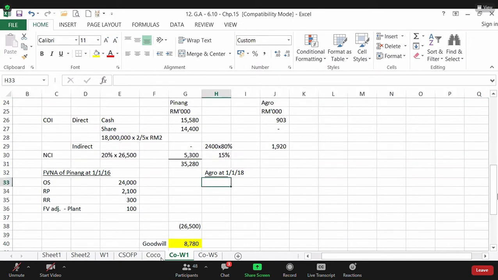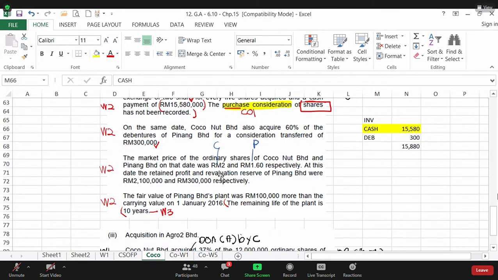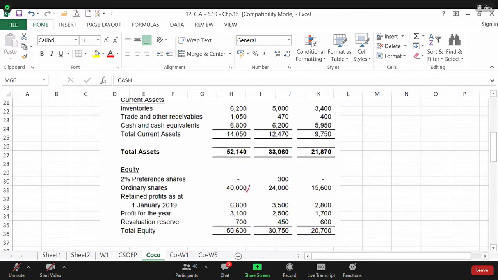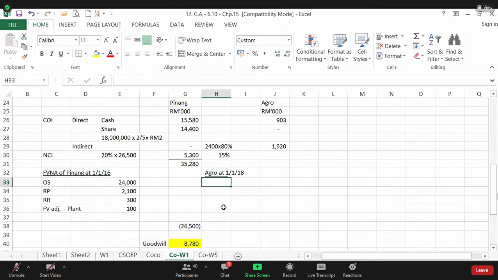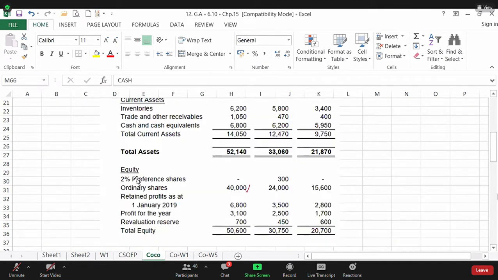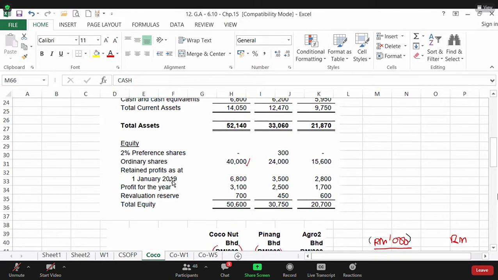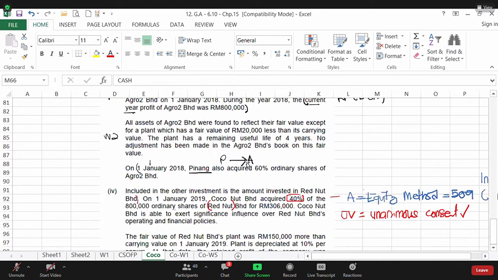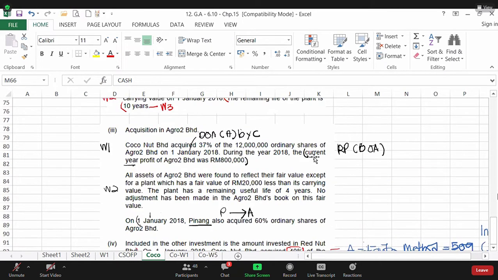Now I go to OS Copin Agro. How much? 15,600. Now you need to help me. How to get RP Agro at the 1st January 18? Any ideas? This is for January 19, and in the question, he gave you not RP, but net profit for the year. How can I find for January 18?